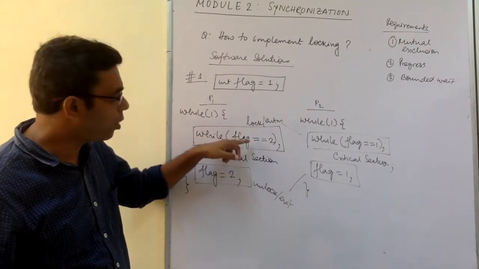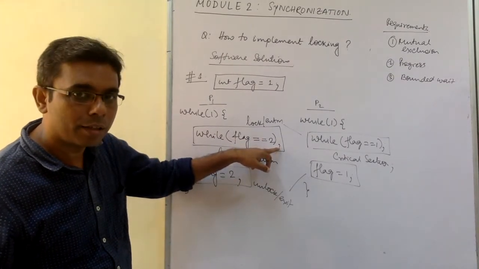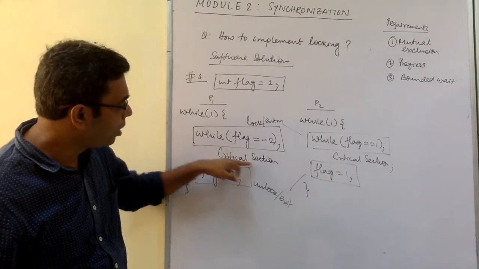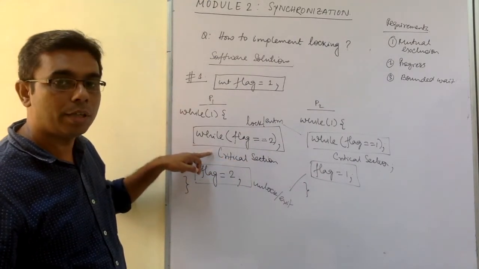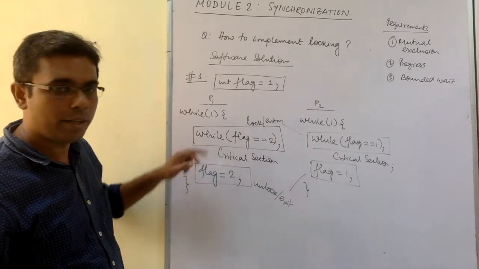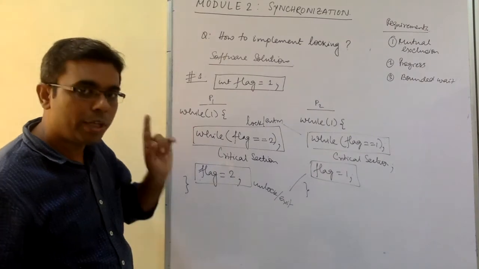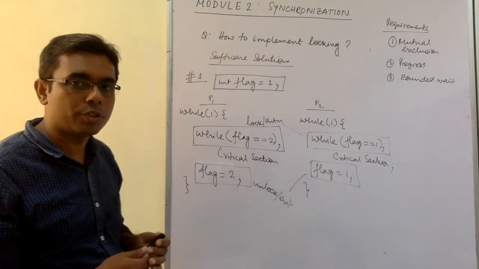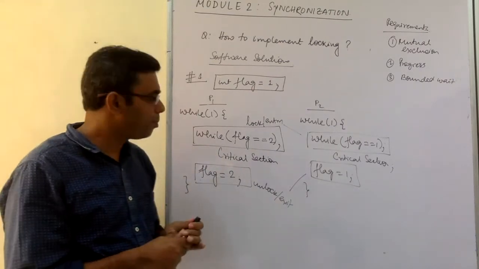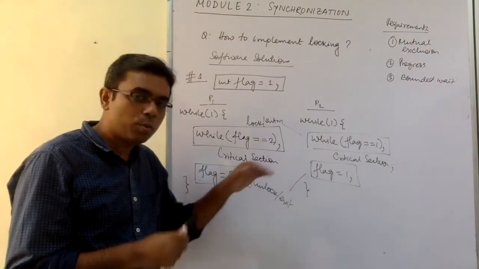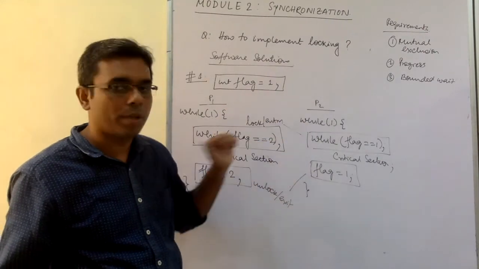If the while loop is false, you fall through this, because had this been 2, you would have got stuck here. So this is false, so you fall through this loop and you enter the critical section. That means P1 starts executing in the critical section, right? Now, when P1 is in the critical section, suppose there's a context switch. So P1, which was executing the critical section, has now been taken out, and P2 has started executing.